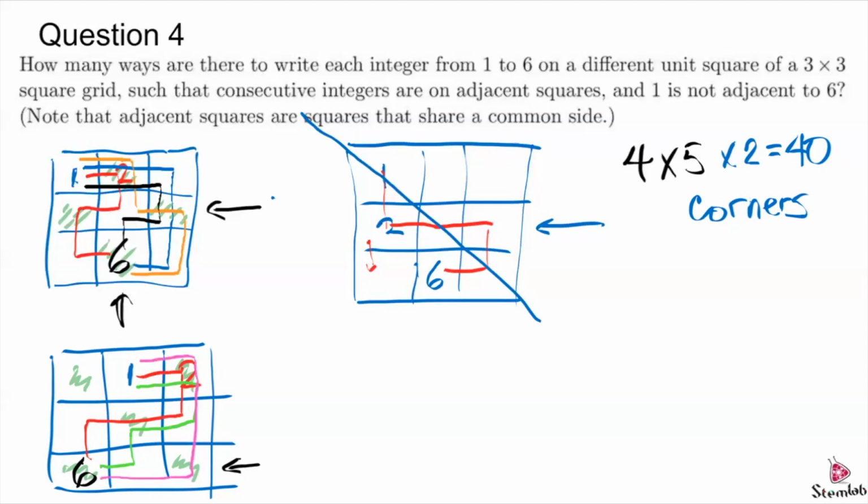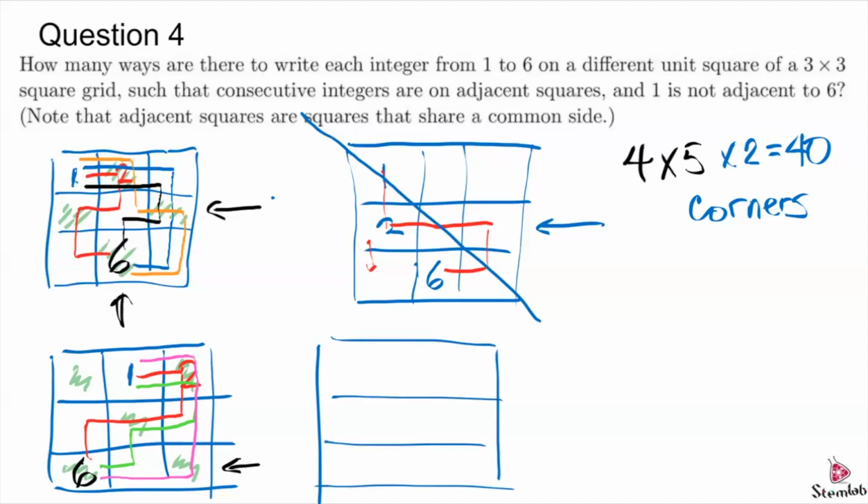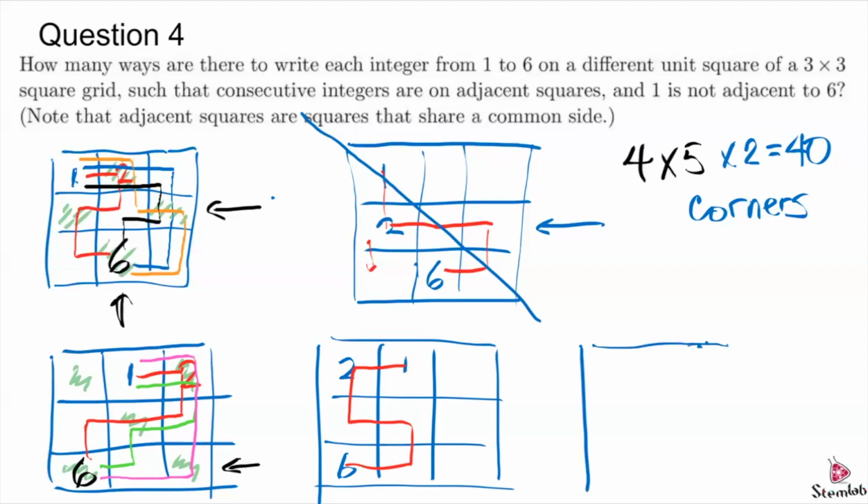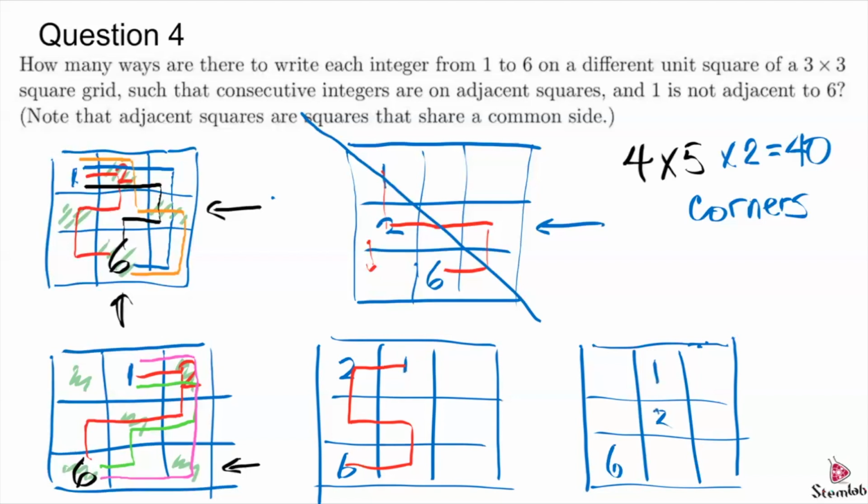Okay, let's see what happens if 2 is positioned in a different place relative to the 1. So if we have 1 here, 2 here, 6 here, there's actually only one path, which is this. And then there's another option for 2, which is for the 2 to go right in the middle of our 3 by 3 square. So if it's 1, 2, 6, there's also only one path for this.